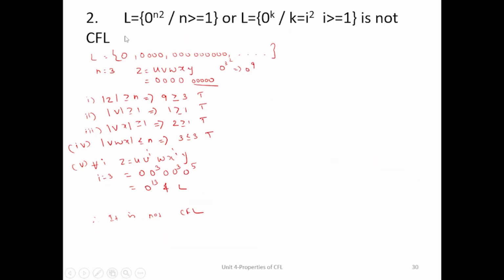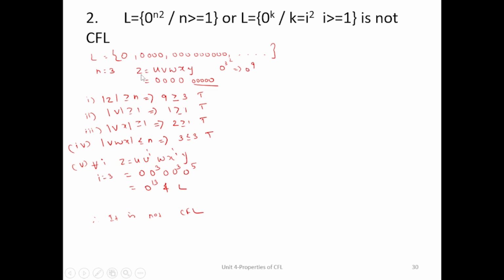Then the second problem, L is equal to 0 power n squared for all n greater than or equal to 1. Otherwise, it will be taken like this, k where k equals i squared. So I am taking n equal to 1, which means 0 power 1 squared is 1, so one 0. 2 squared means 4, so 4 zeros. 3 squared is 9, so 9 zeros.